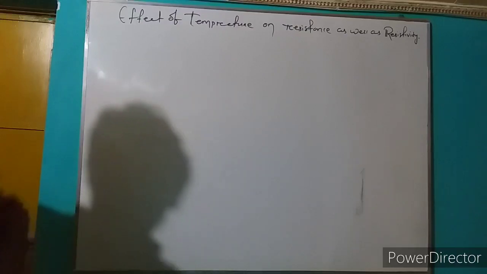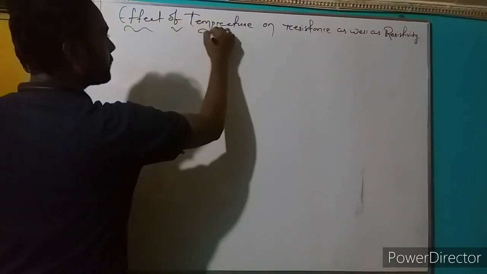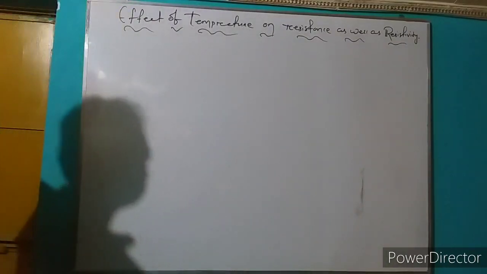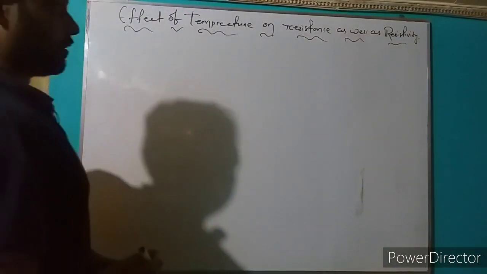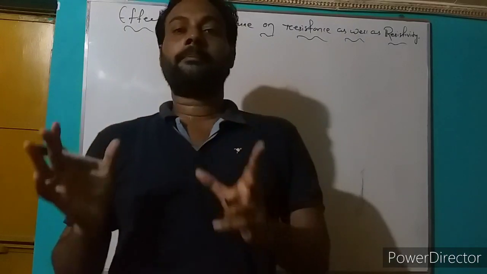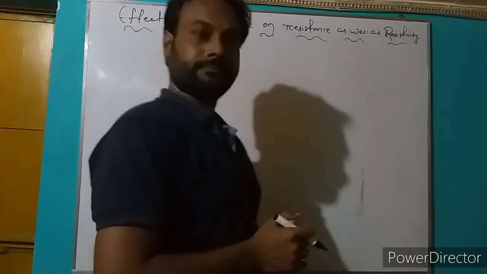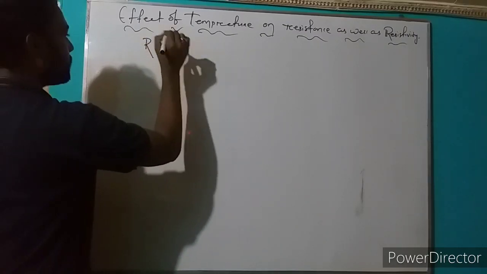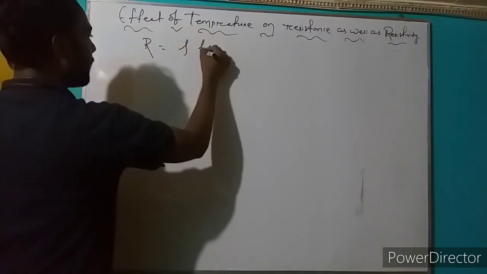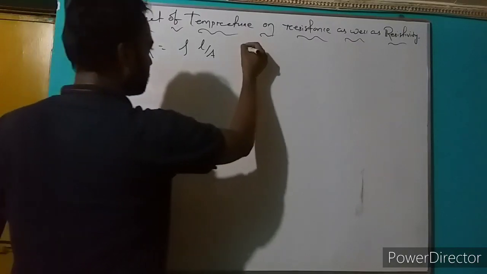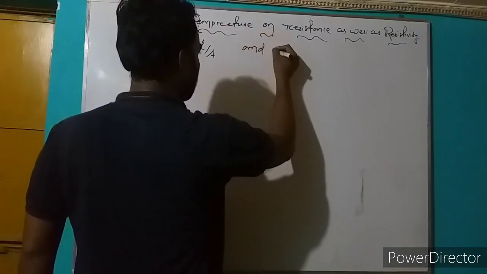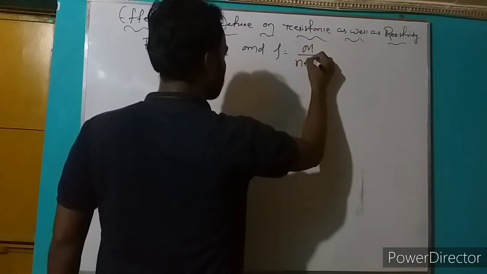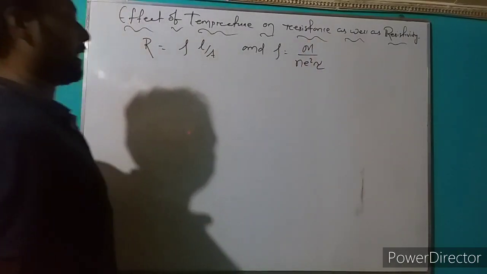Okay, so the effect of temperature on resistance as well as resistivity. So you know, for a given particular temperature, the resistance is equal to rho L by A and resistivity is equal to m by n e square tau. You know that I have discussed.